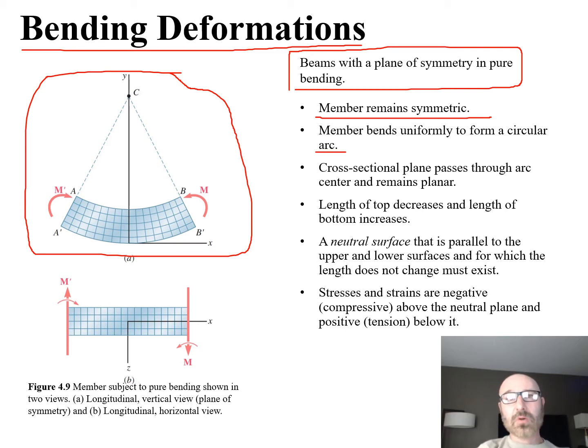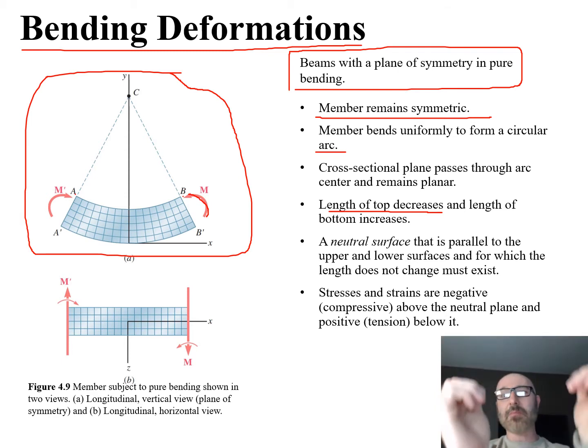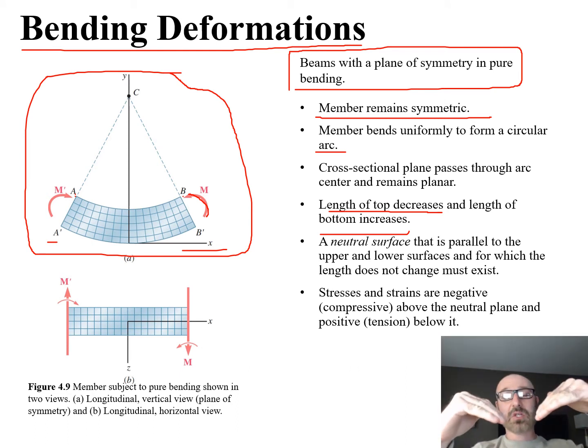Now, if we look closely up here at the top, going from A to B, we can see that the length of the top is going to decrease. Imagine we're physically coming up here and bending this beam. That top surface, the length from A to B, is going to decrease, whereas the length at the bottom, from A prime to B prime, is going to increase. You can physically bend it and see the top get shorter and the bottom lengthen.